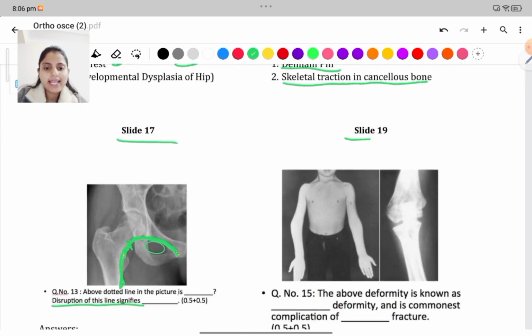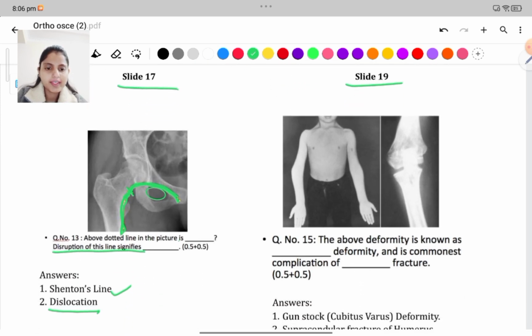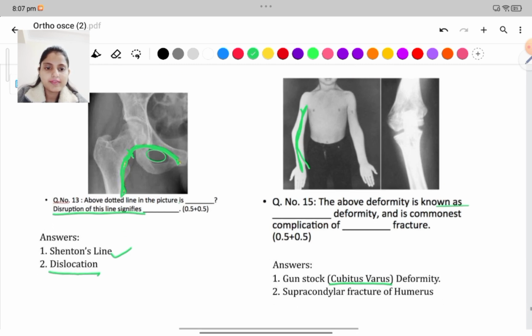In question number 19, the above deformity shown is the gun-stock deformity, which is the cubitus varus, which is seen in the supracondylar fracture of the humerus. It is the commonest complication of supracondylar fracture of the humerus.